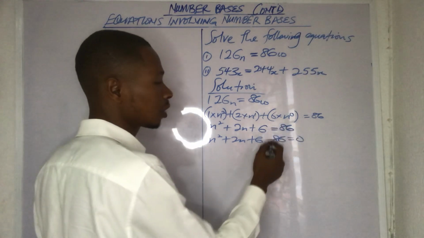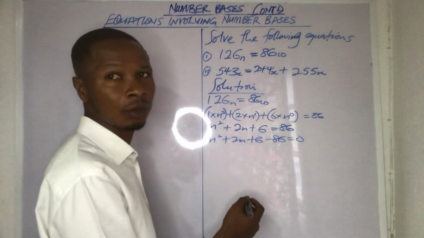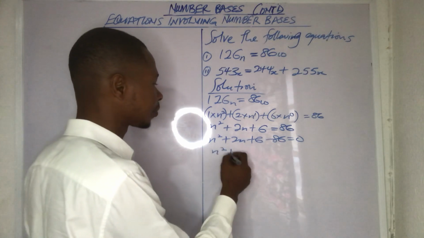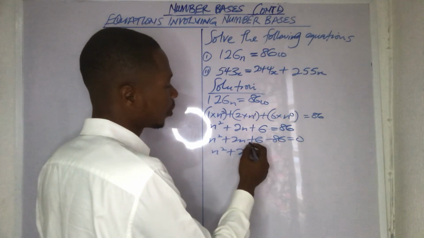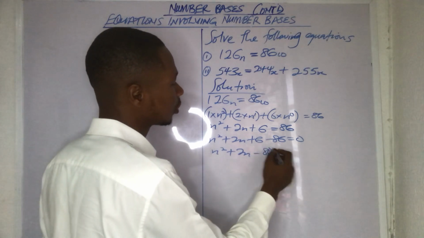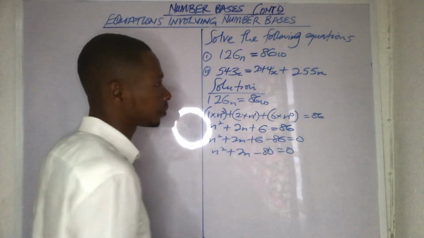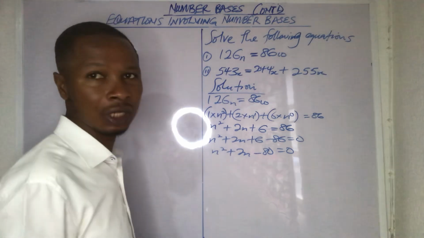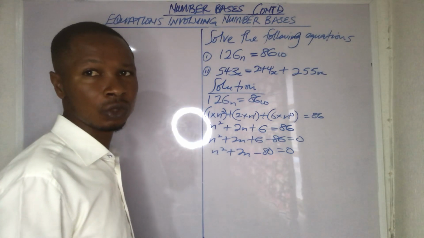Then collecting like terms, I will have n squared plus 2n plus 6 minus 86 is equal to 0. This one has crossed the equality sign to become a negative number. Then you have n squared plus 2n plus 6 minus 86, that's minus 80, is equal to 0. This has given us a quadratic equation, so we need to solve it as such.